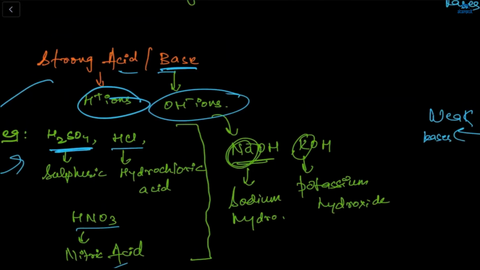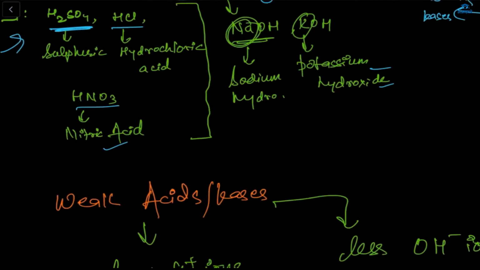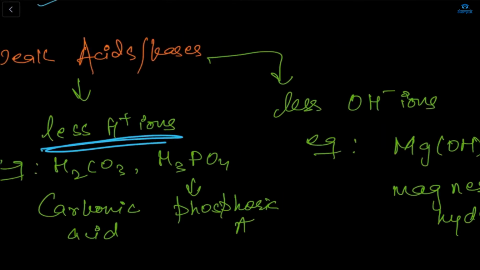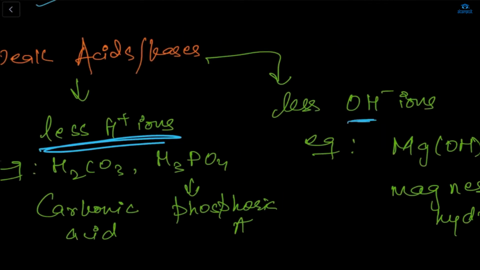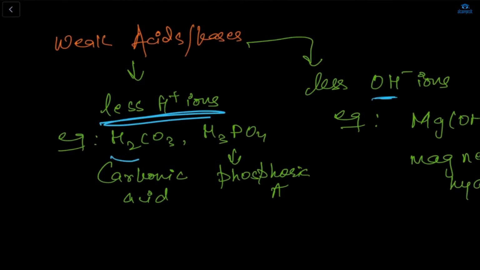And what are the examples of the strong bases? NaOH and KOH, sodium hydroxide and potassium hydroxide. And what are the weak acids? Which have less H plus ions, and weak base means which have less OH minus ions. And what are the examples of weak acids? H2CO3, H3PO4. H2CO3 is C means the carbonic, P means the phosphoric.